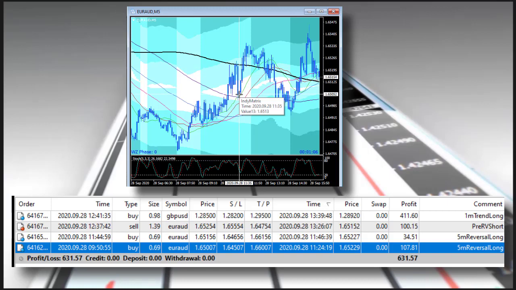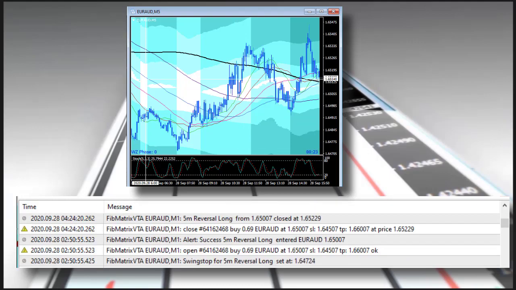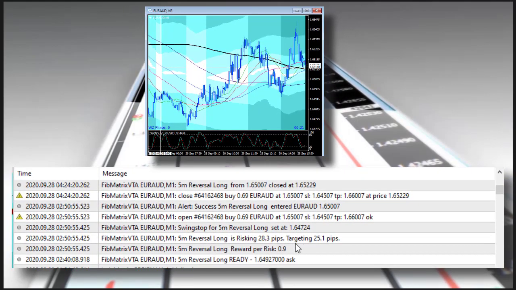But then look, it got in again, but for only 6 pips. This is one of the ones that I probably would have not done. I didn't have the risk reward set on this one, so we'll go back and look at the experts tab. The first one risked 28 to target 25, so it told you it was a 0.9 reward to risk, so you know how to set it.